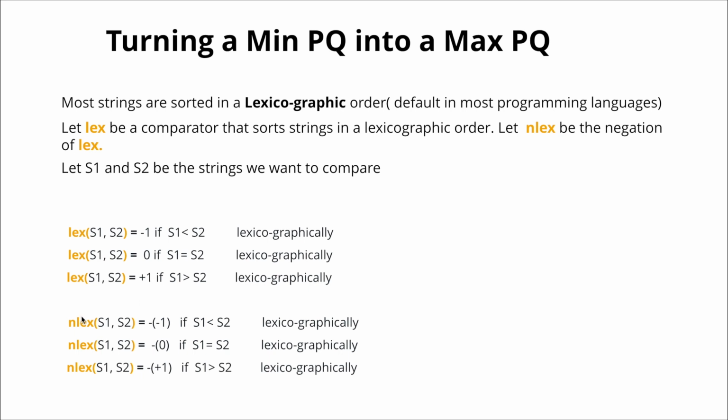Now, by negating lex, if s1 is less than s2, we are supposed to have -1, but we're going to negate it. Then if s1 is equal to s2, we have 0, and negating that is still the same thing. Then if s1 is greater than s2, we should have +1, but we are going to negate it. So what is this going to cause? What is the impact of this? Let's check this out in an example.